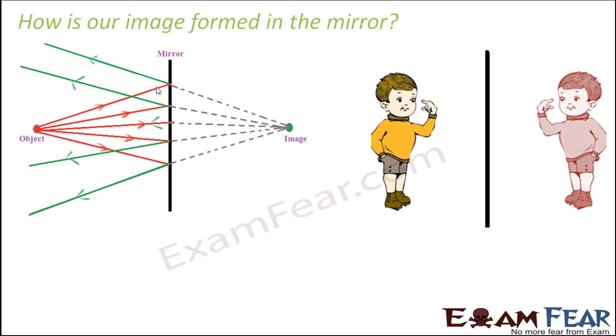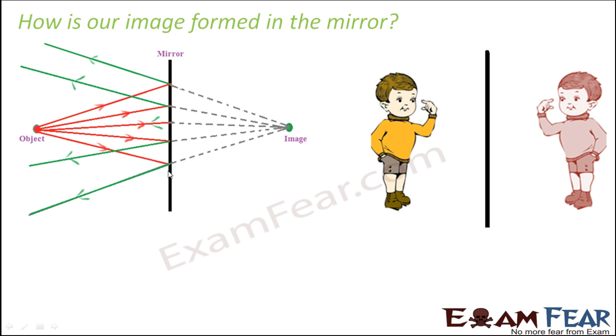Rays of light from this object will fall on the mirror. All the red colored rays which you are seeing are the incident rays. So you see a bunch of incident rays falling on the mirror. As soon as they fall on the mirror, they will get reflected. And in which direction will they get reflected? That is determined by the angle of incidence and the angle of reflection.